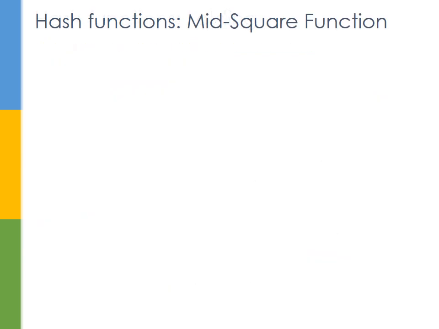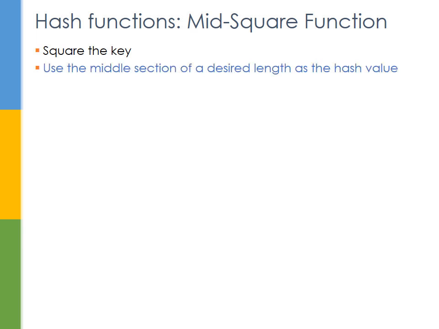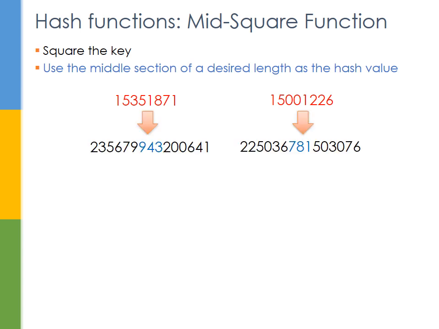Another option is the mid-square function. This one says that you take your key, so your student number or your telephone number, and you square it. After you square it, you apply extraction. First you square it just to make it larger, to hopefully add variation, and then you extract the midpoints. In this case, I extract the 3 middle digits of the result of the square.